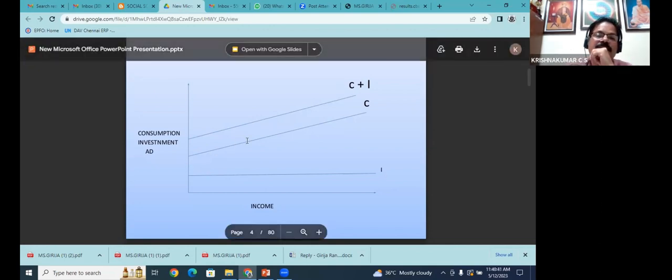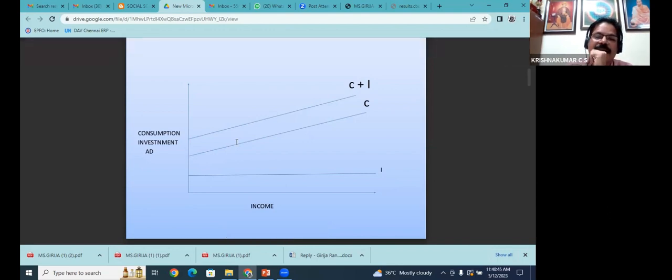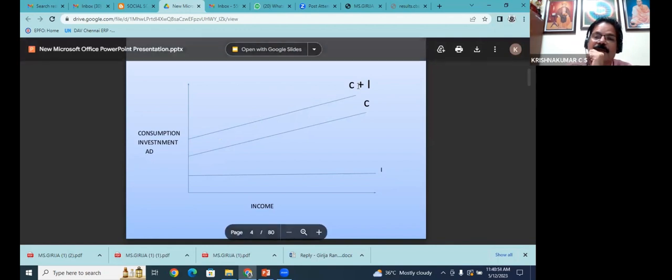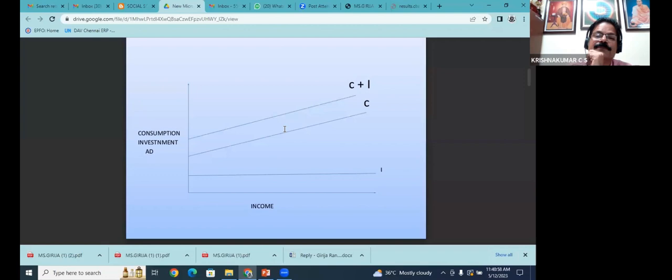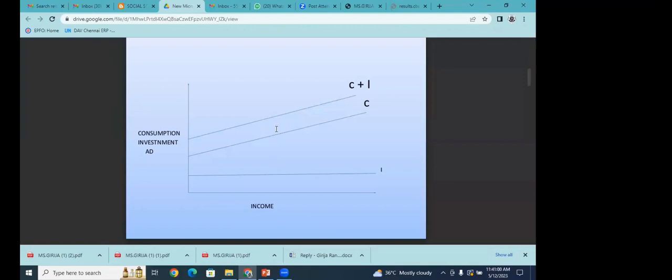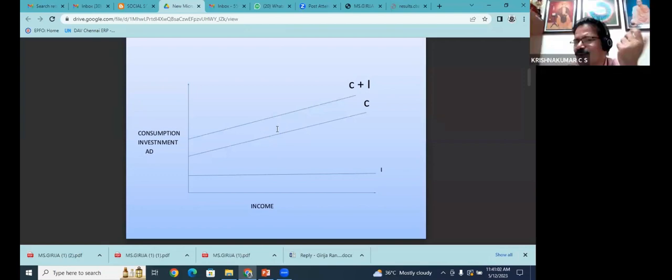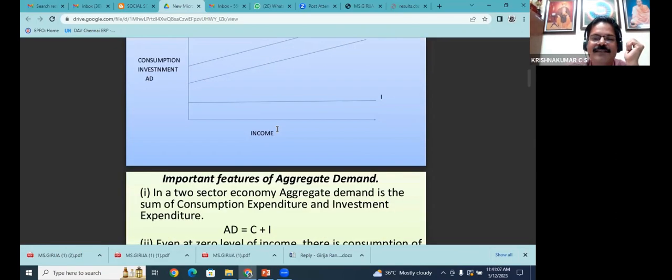Consumption curve, you can see, it starts from a point along the y-axis and it rises upward. It indicates that as the income increases, the consumption also increases. Next is actually our aggregate demand curve, that is C plus I. What is this gap? Investment. It is investment. Ask such questions to the students. They'll find it interesting. They will come forward also with the answers actually.